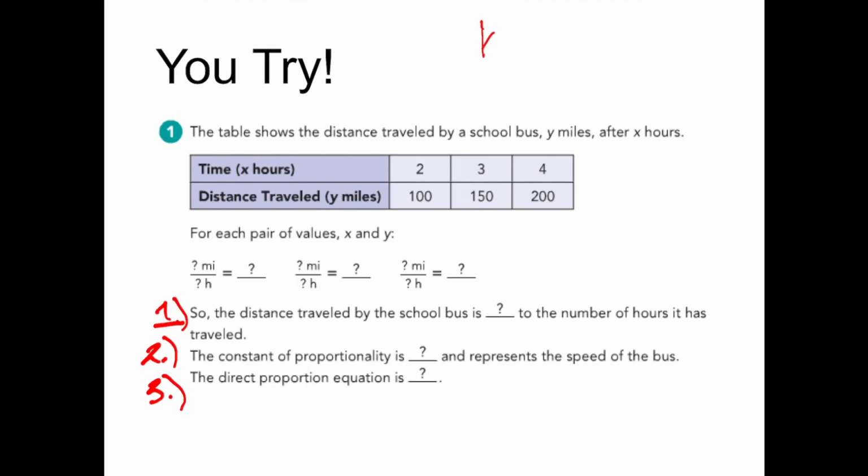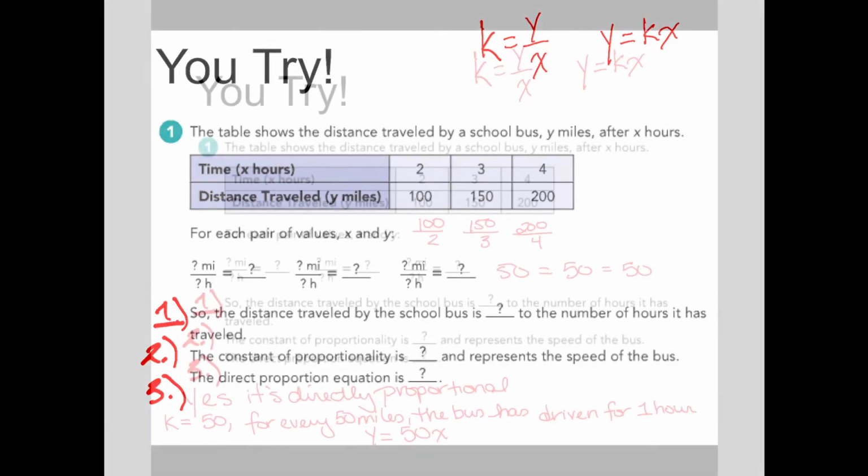Remember, the constant of proportionality we figure out by simplifying the ratios of y to x. And then we insert that k value into the following equation to show its direct proportion equation. Okay, I'll be back on in a second to talk about our answer.